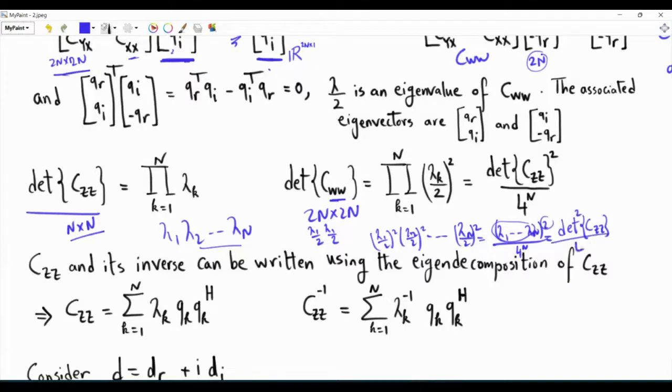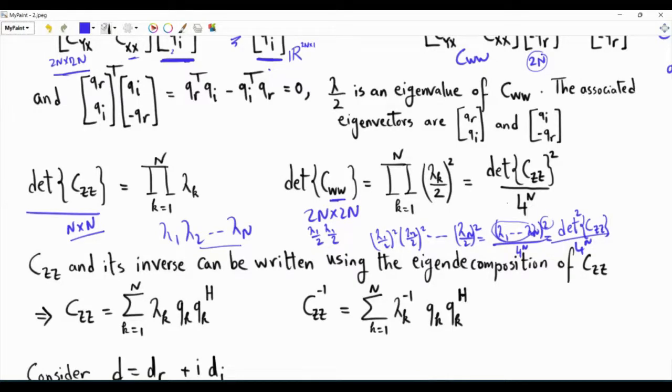And we have a square here divided by 4 to the n. So this is a relationship between the determinant of CWW and the determinant of CZZ, specifically the determinant of CWW, which appears in the expression of the multivariate Gaussian PDF. This determinant can be replaced by another determinant involving the covariance matrix of random vector Z, determinant CZZ squared divided by 4 to the n.